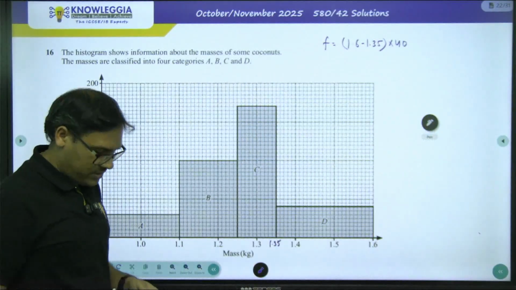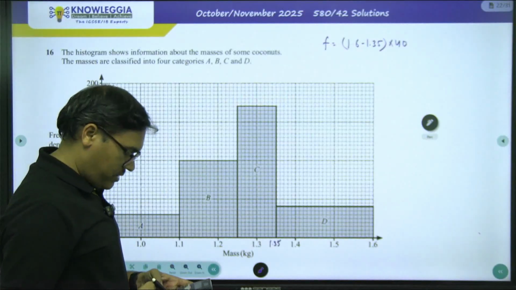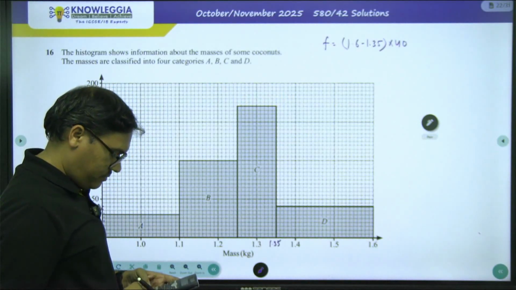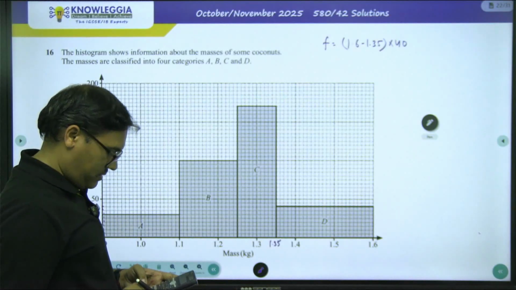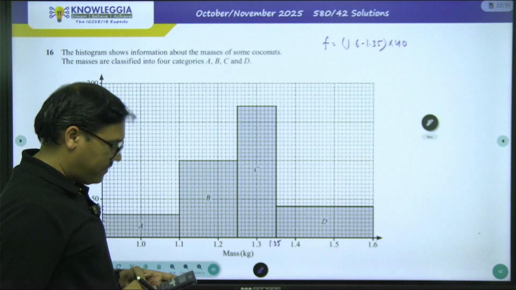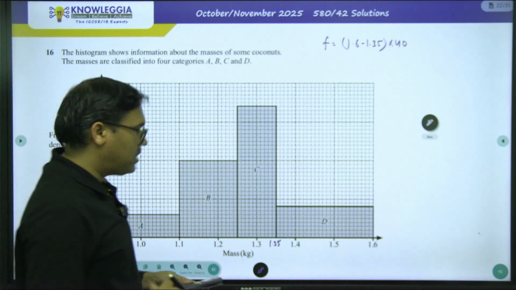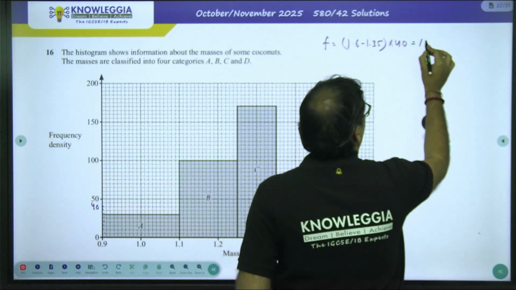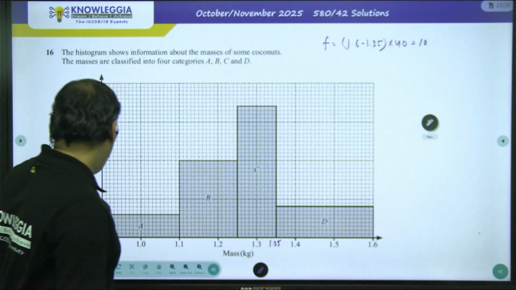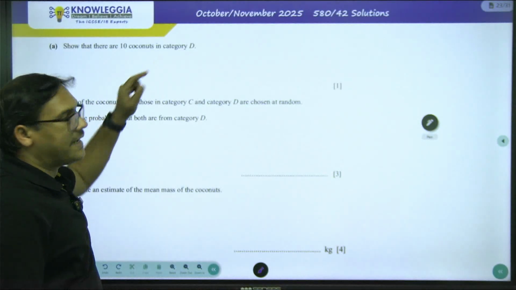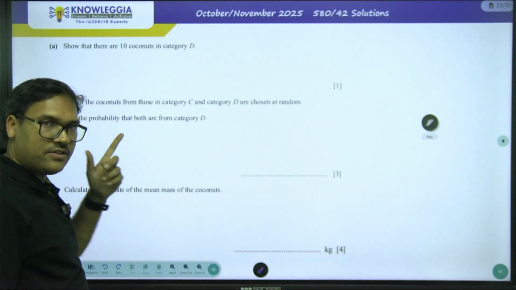Okay. So now what is this value? You can see this is 1.6 minus 1.35 multiplied with 40, which is equal to 10. And you can see this is the first question: the frequency of the category D is 10. That is the first answer.